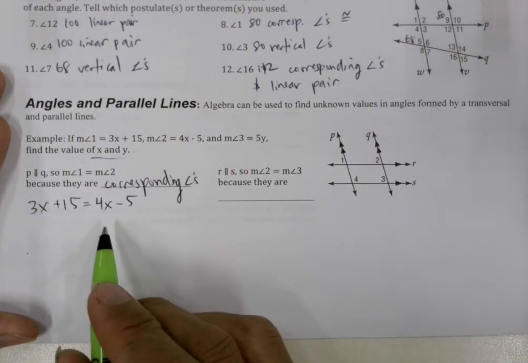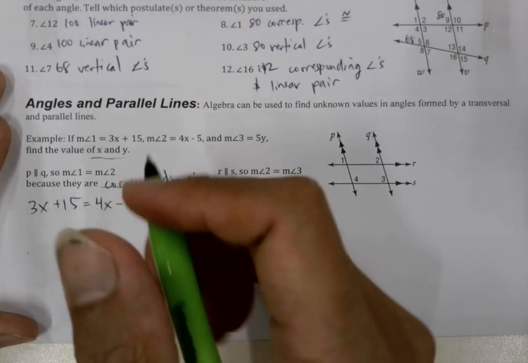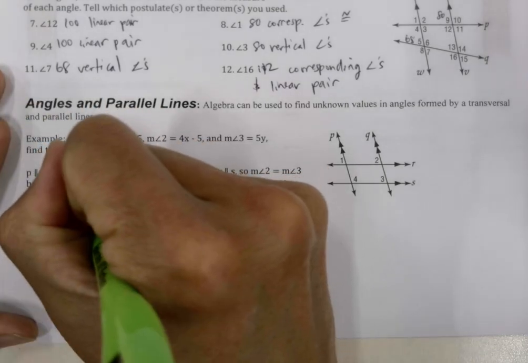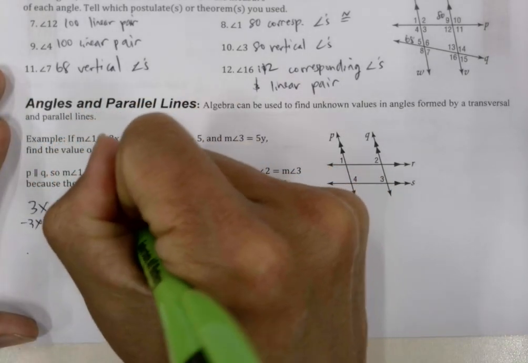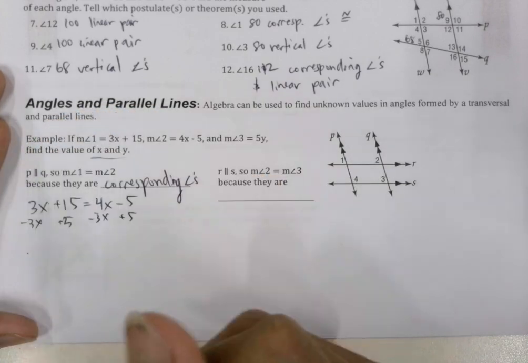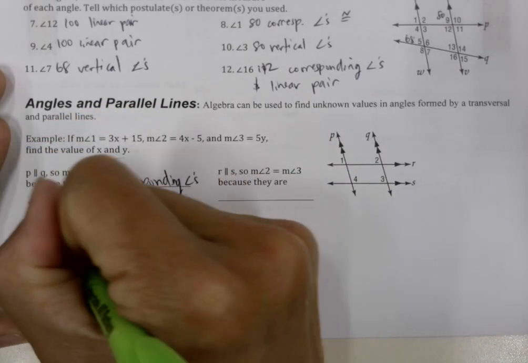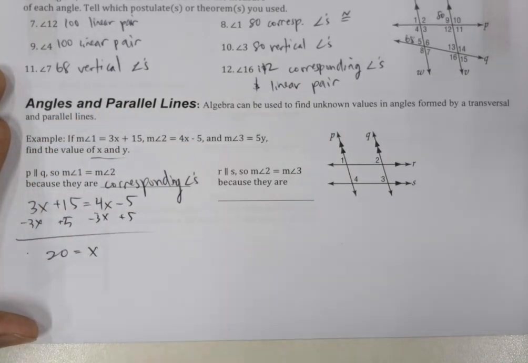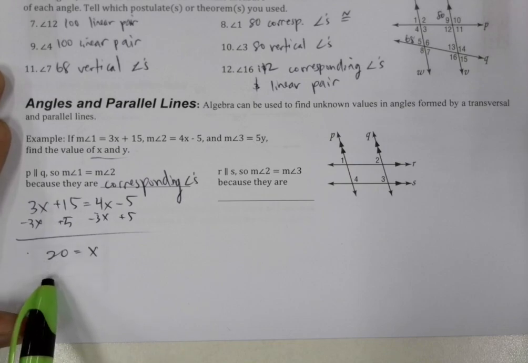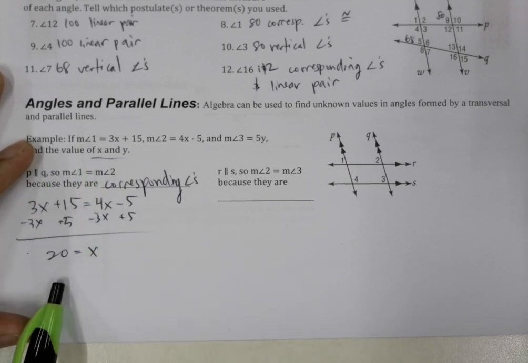And then we work out the math. I'm going to subtract 3x from both sides, and add 5 to both sides, and I'll get 20 is equal to x. So I found my x, it's 20, and now I need to find my y.